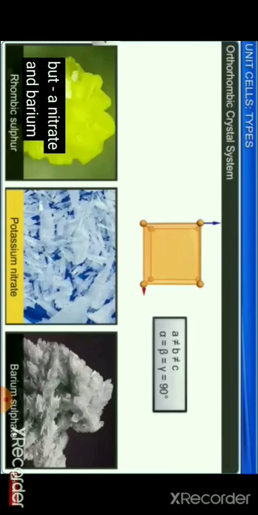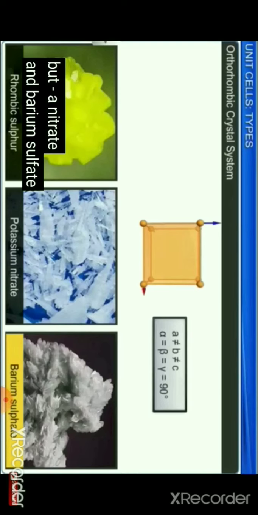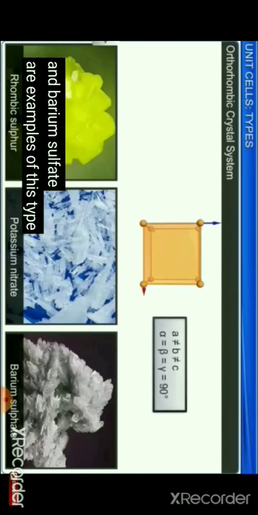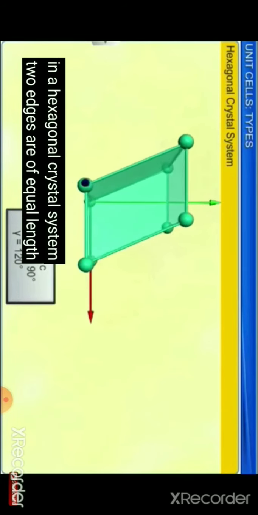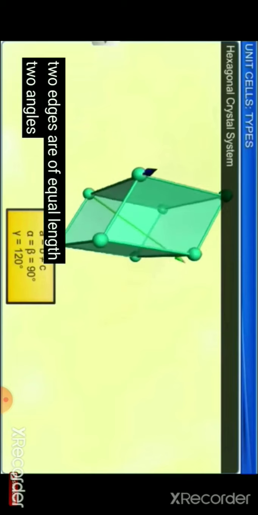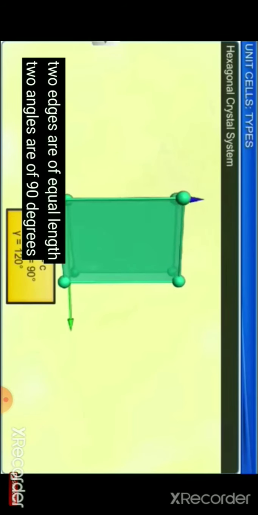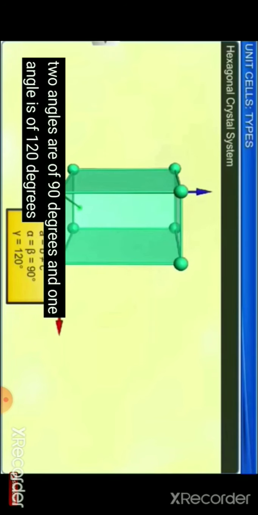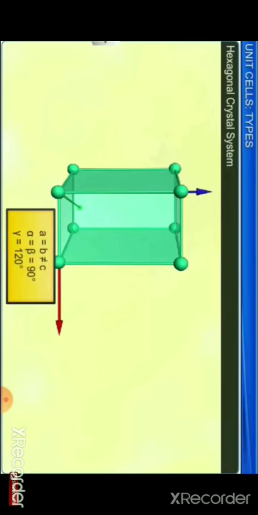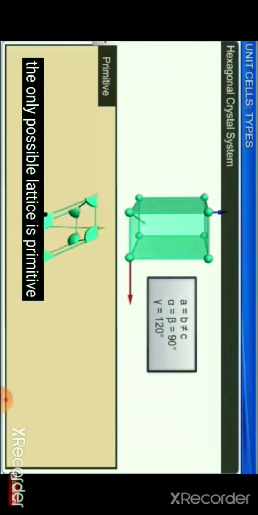Rhombic sulfur, potassium nitrate and barium sulfate are examples of this type. In a hexagonal crystal system, two edges are of equal length and two angles are of 90 degrees and one angle is of 120 degrees. The only possible lattice is primitive.